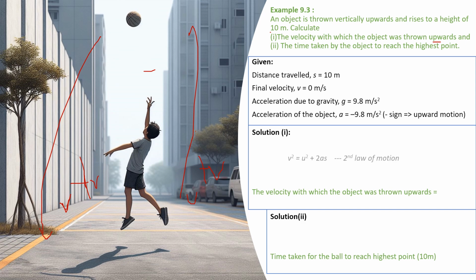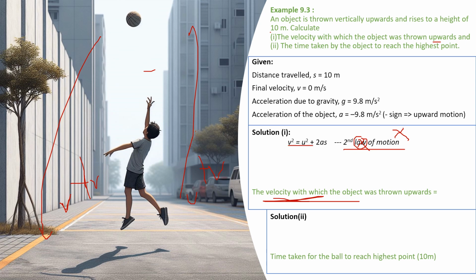Okay, now solution one. What do they want to know? They want to know the velocity with which the object was thrown. There are two equations: v is equal to u plus at, and the other one, v square is equal to u square plus 2as. Time is not given, so let me not use the first equation. It's the second equation of motion. It's not a law, it's an equation. V square is equal to u square plus 2as.